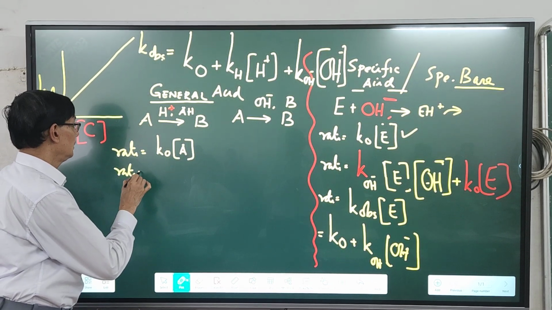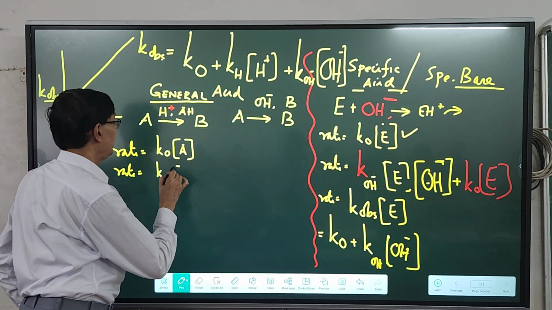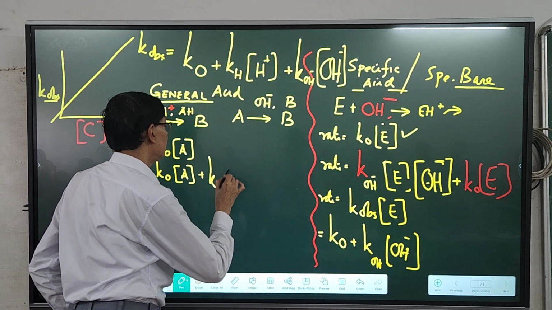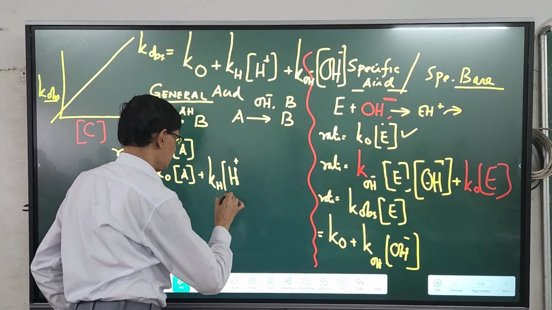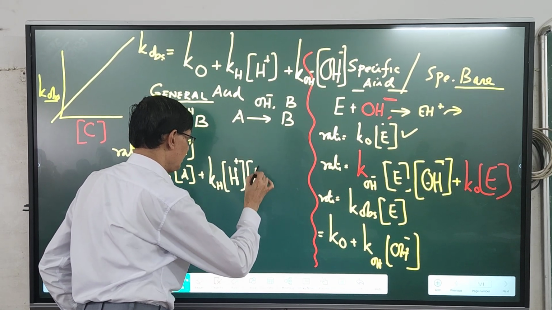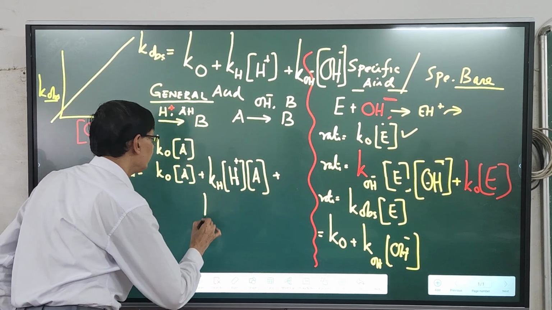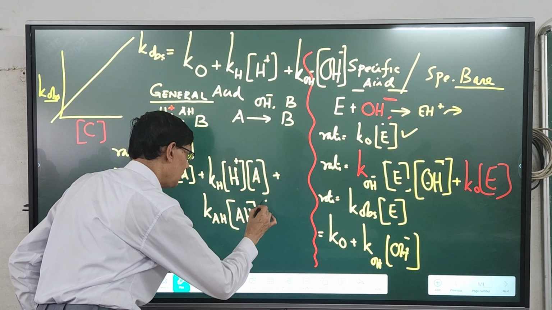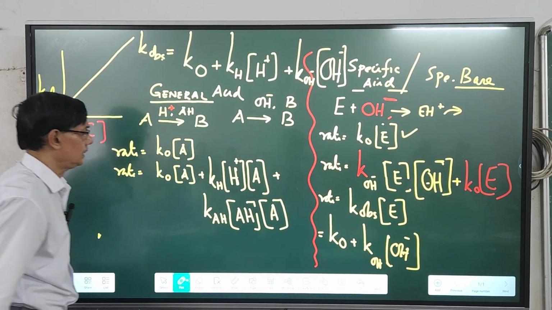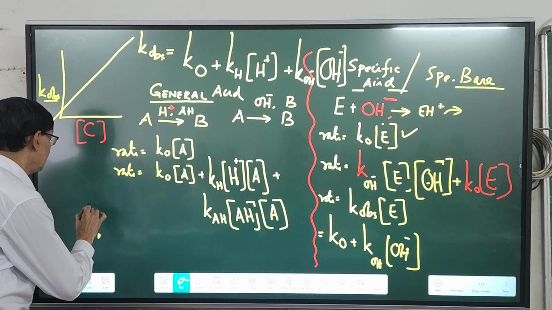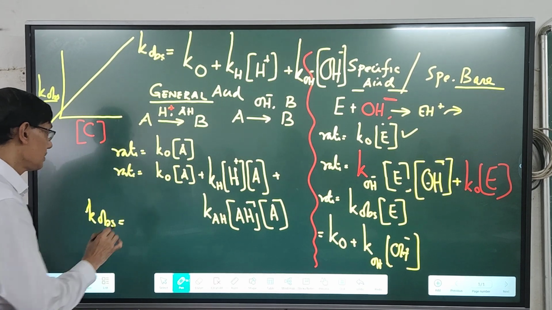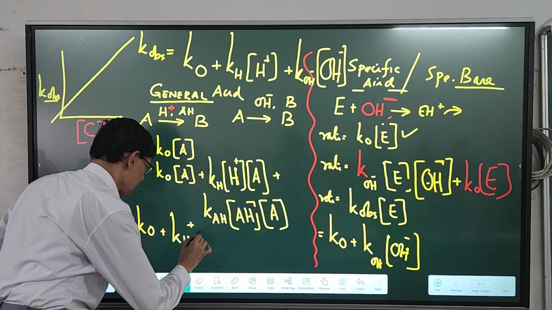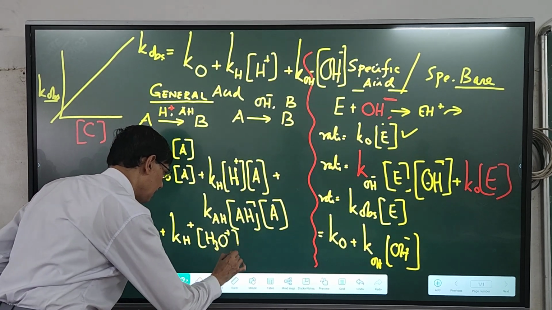Then it also depends upon the K0 A plus K H A plus K A, it is also second order, H and A. You can write ester, acetone, any type of things. So K observed is equal to K0 plus K H, H or hydronium ion you can also write, same thing.